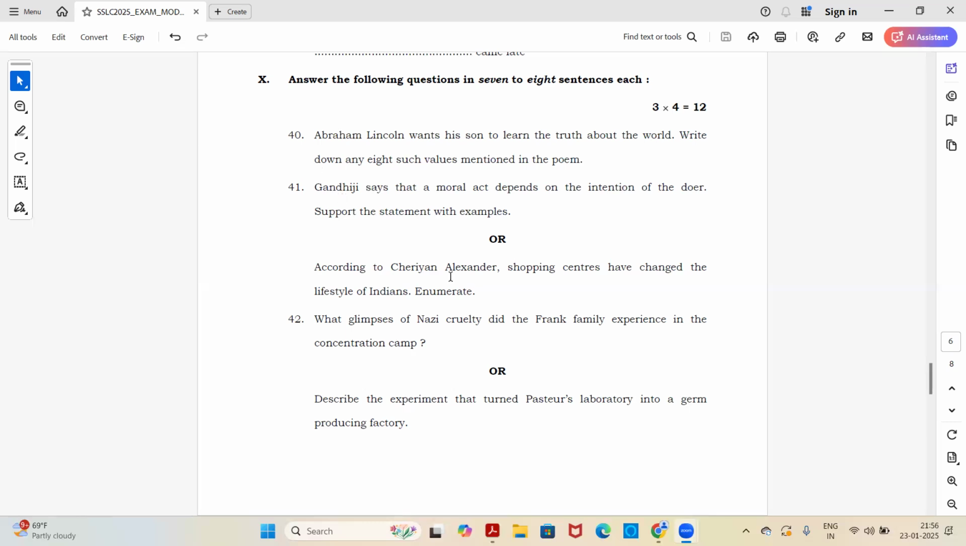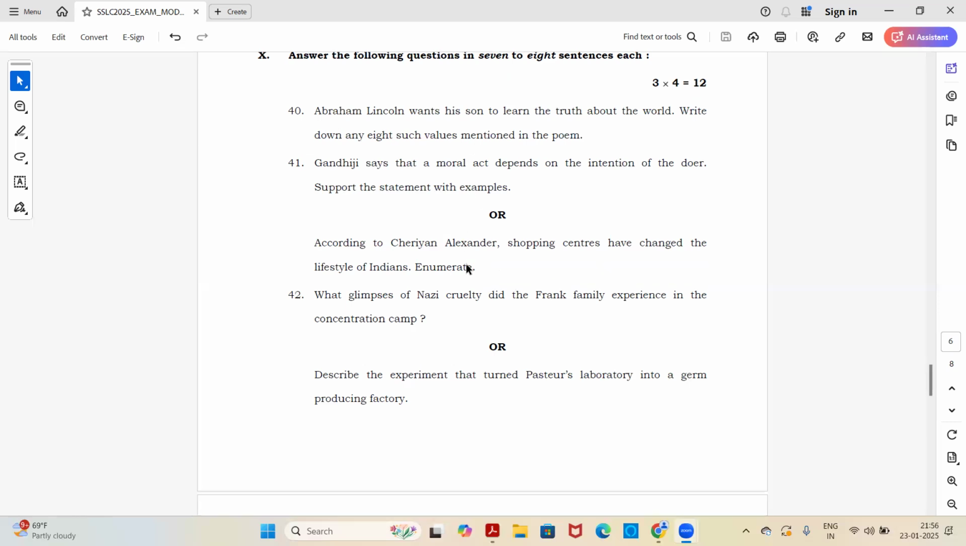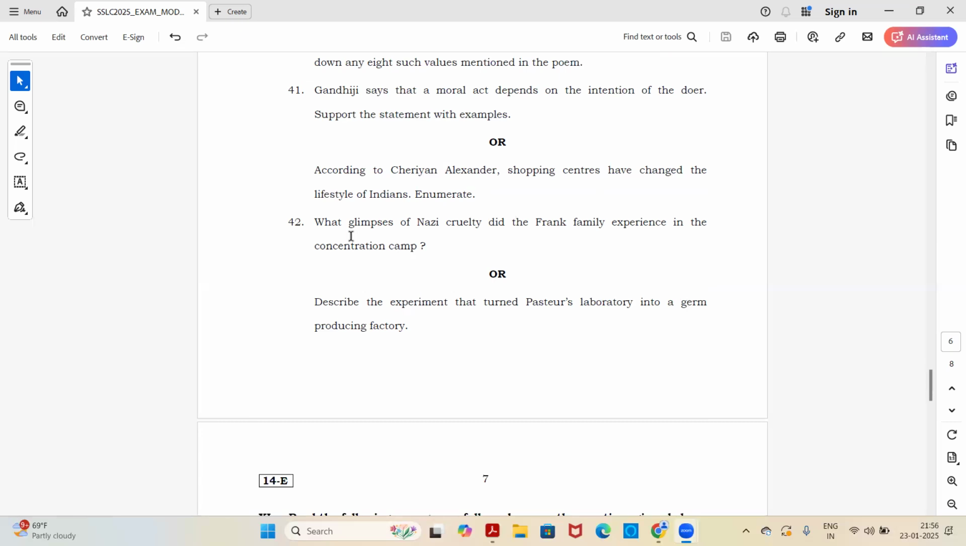Now, question 41. Yes, you have an option. Any one you can attempt. Gandhiji says that a moral act depends on the intention of the doer. Support the statement with examples. Or, according to Cherry and Alexander, shopping centers have changed the lifestyle of Indians. Enumerate. So, out of these two, whichever you know the best, you can attempt it. Next, 42. What glimpses of Nazi cruelty did the Frank family experience in the concentration camp? Or describe the experiment that turned Pasteur's laboratory into a germ-producing factory. Okay, again, there are 2 questions. You can attempt any one.